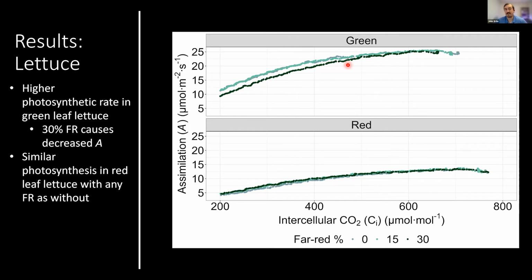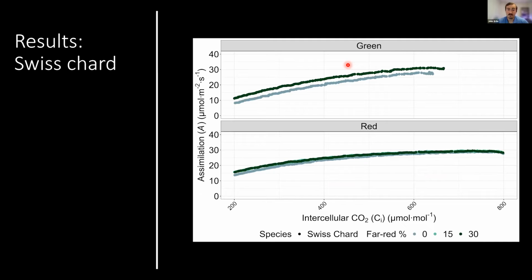So that's rather interesting to see the difference in just these two cultivars. This could be somewhat related to the anthocyanins and pigments, but it is interesting to see that there's quite a stark contrast between those two in the response to far red light within the same species. When we look at Swiss chard, we see some interesting results as well.